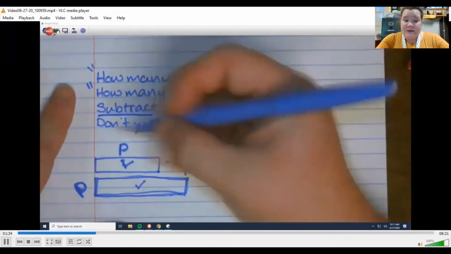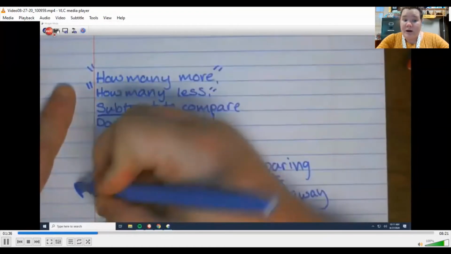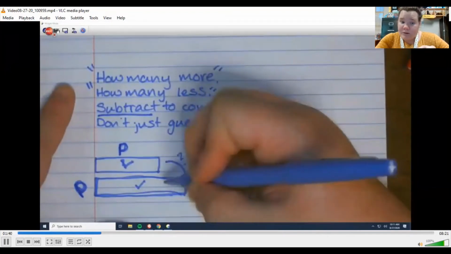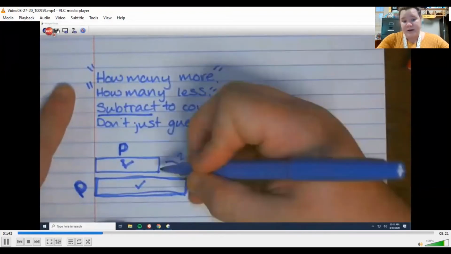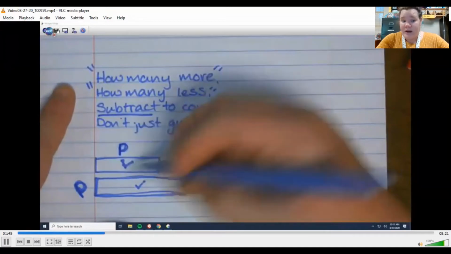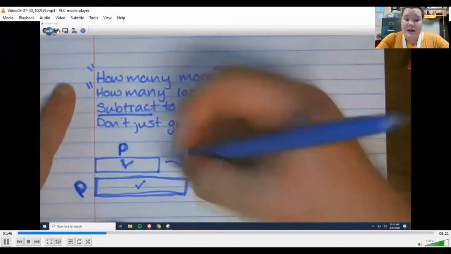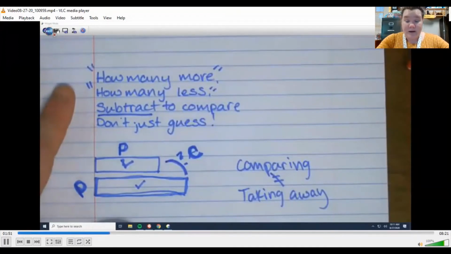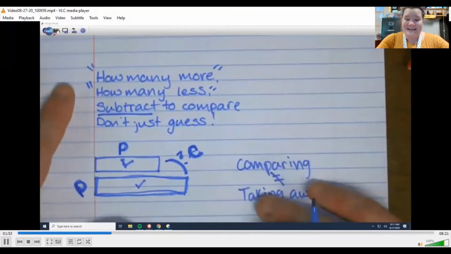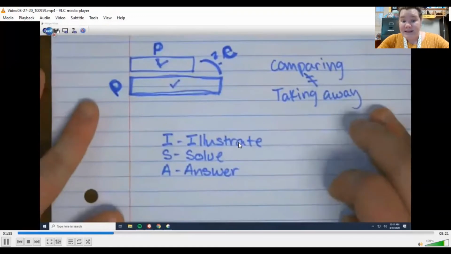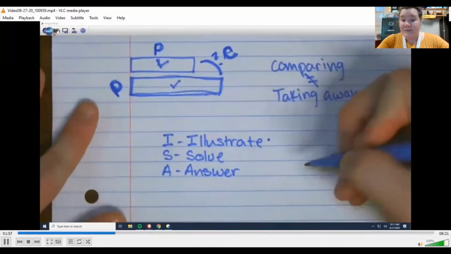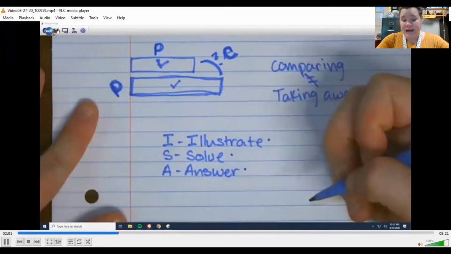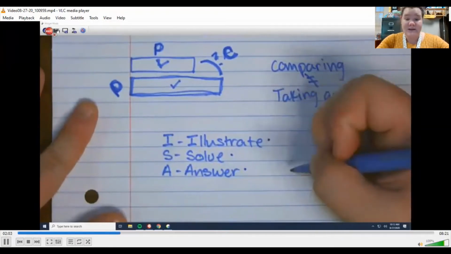It looks a little different. You're going to have two different bars. You're going to have a part and a part, and you're going to put the smaller number in the smaller box and the bigger number in the bigger box, okay? And then we're comparing them, so we don't really know what the difference is, and that's our comparing. ESA stands for illustrate, solve, and answer, and you're going to get to see what that looks like in a second.